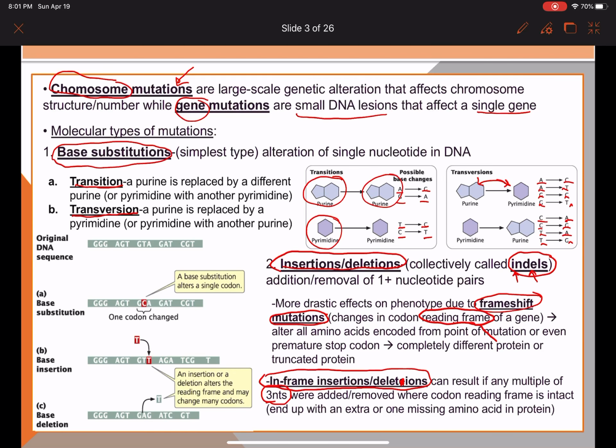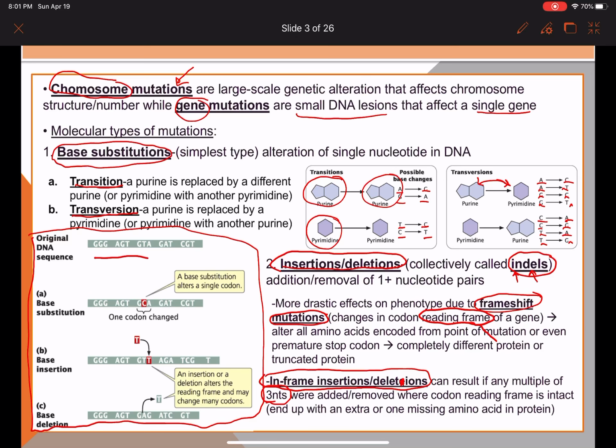So at least you're not making something completely different, or truncating or shortening the protein from what it's supposed to be. At least you're just inserting one extra amino acid, and hopefully that one extra amino acid wouldn't interfere with the protein structure too much. Okay, and this diagram here is a good summary of these three types of molecular mutation, gene mutations.